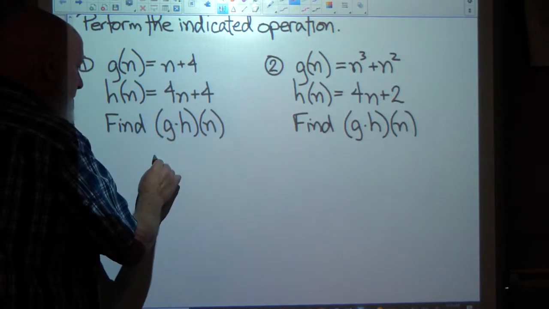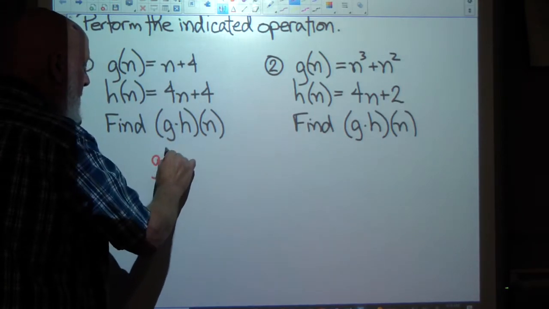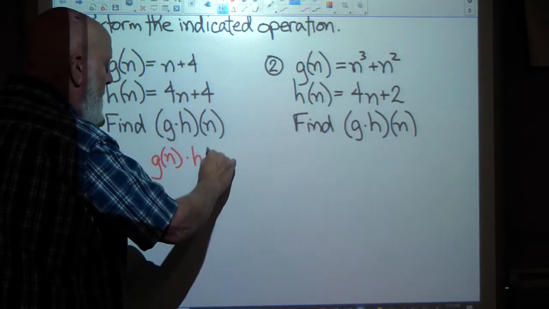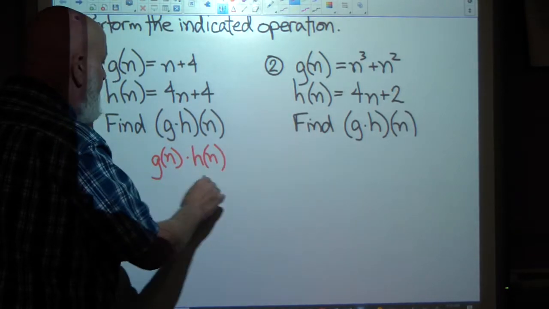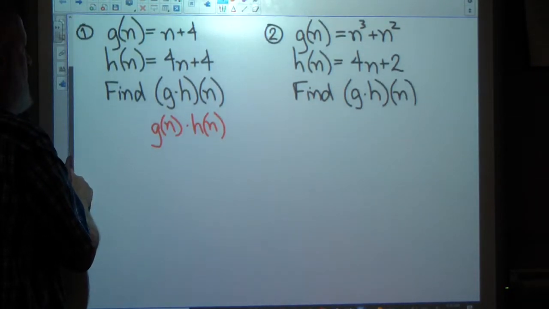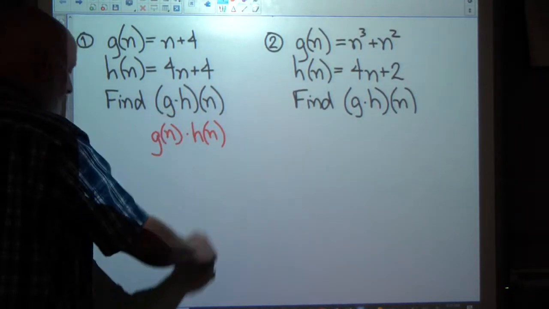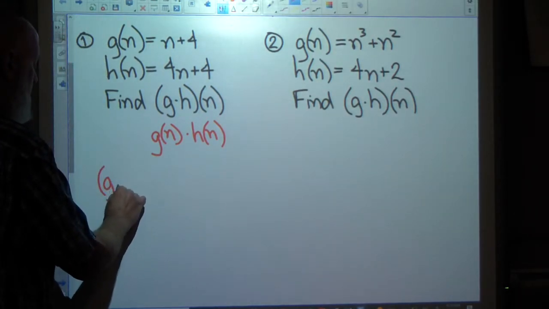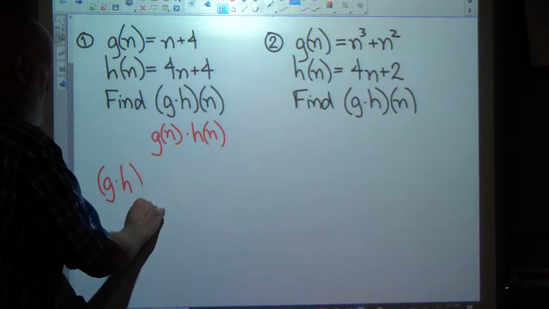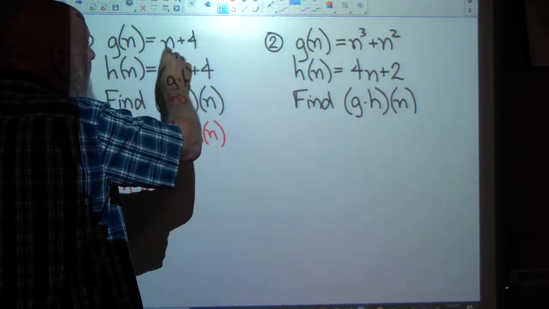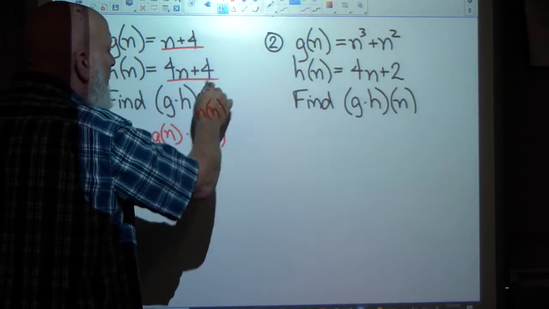That's another way of saying that you might see is g of n times h of n. You might see it written like that. They both mean the same thing. With that in mind, here's what it looks like when we do it. I'm looking for g times h of n. That just means I'm going to take the g function and multiply it by the h function.